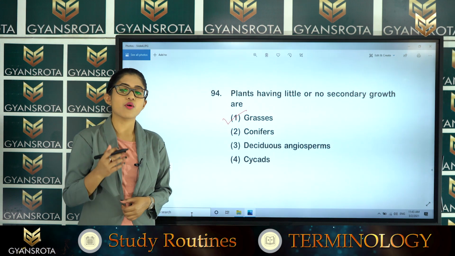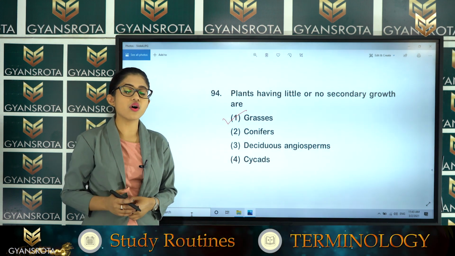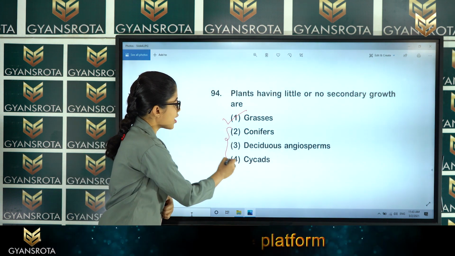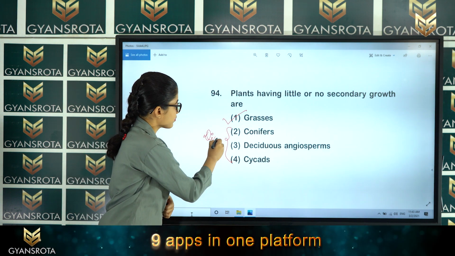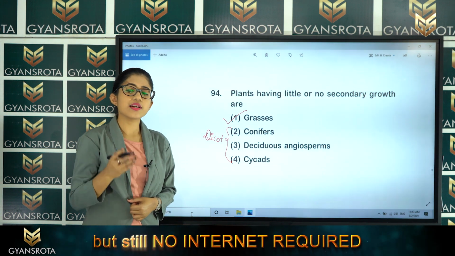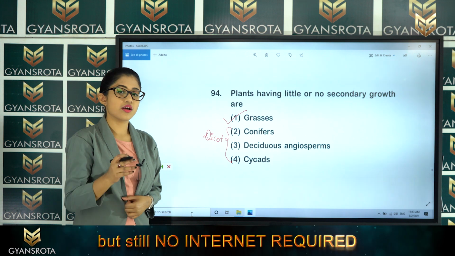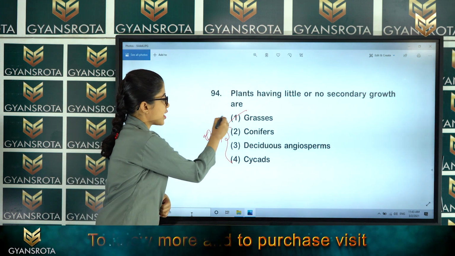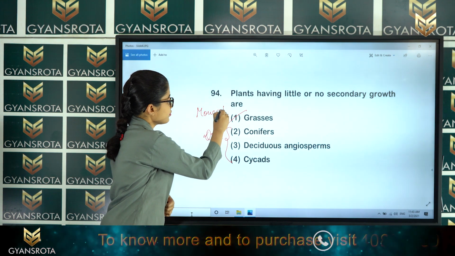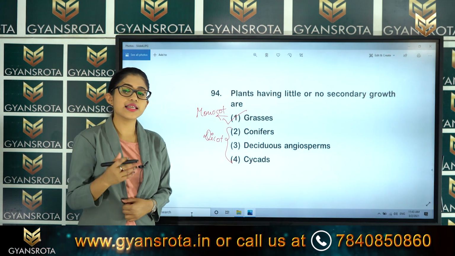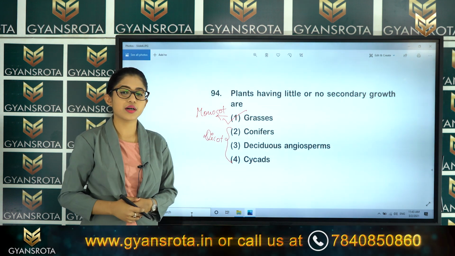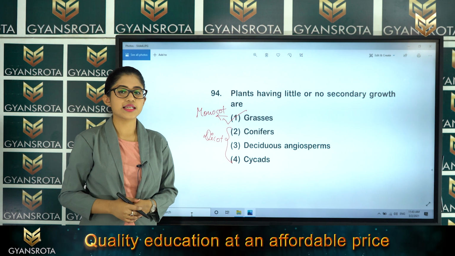So, grasses are the monocots in which there is no or very little secondary growth, whereas the other 3 options are dicot. So, the plants which are having very little or no secondary growth are the grasses, because grasses are what? The grasses are monocots. So, that we have discussed very clearly in the chapter Anatomy of the Flowering Plants. I hope you have remembered that part. Okay. Now, let's see the next question.